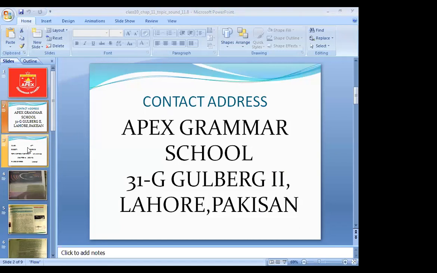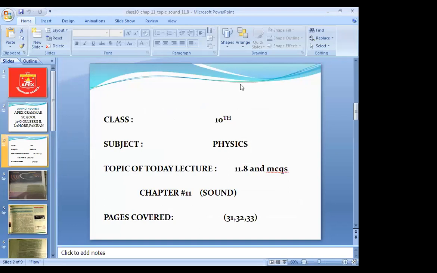Today we are going to do class 10 physics. The topic of today's lecture is 11.8, which is on page number 31. If you open your class 10 book, page number 31, you will find this topic 11.8 ultrasound. We are going to study this topic today, and we will do MCQs.